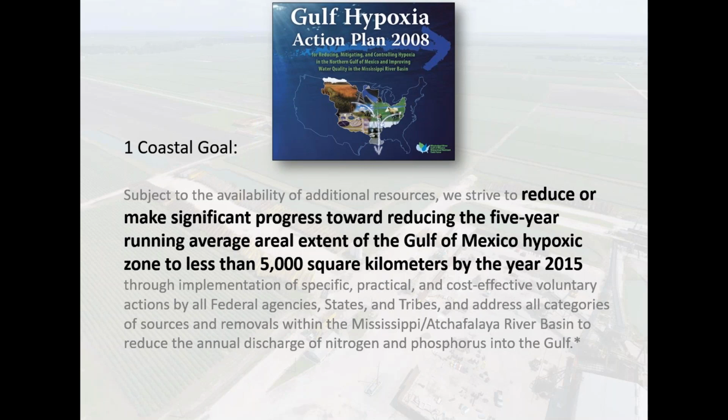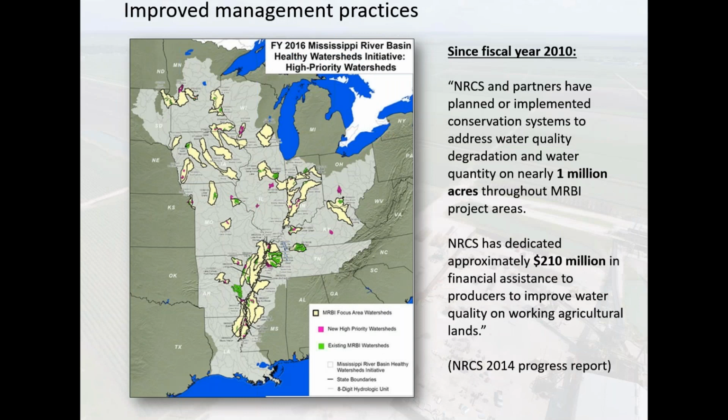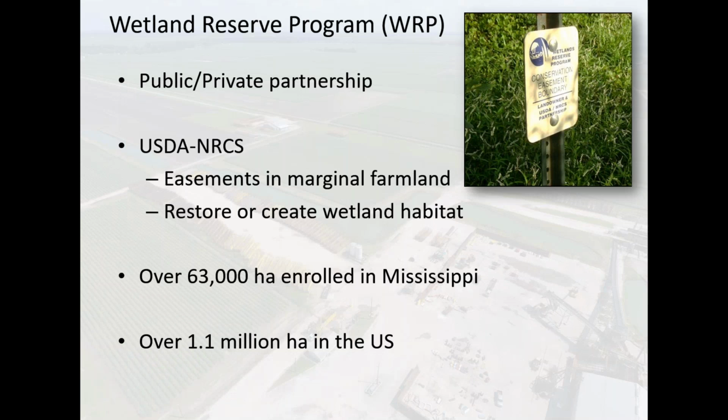A lot of people are interested in developing methods, practices whereby we can reduce these impacts and potentially at some point hit maybe this 5,000 square kilometer target that seems to continue to elude us. Some of the practices that are under consideration for helping mitigate these nutrient inputs are farm scale management practices to conserve nutrients, to retain sediments on site in farms. And a number of these have been put into place. The U.S. Department of Agriculture's Natural Resources Conservation Service has spent $200 to $300 million over the last decade or so toward developing and implementing some of these practices throughout the Mississippi River Basin.